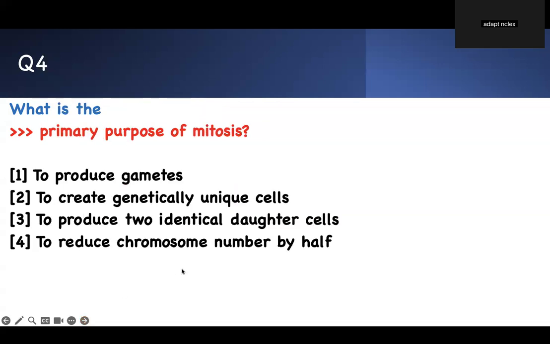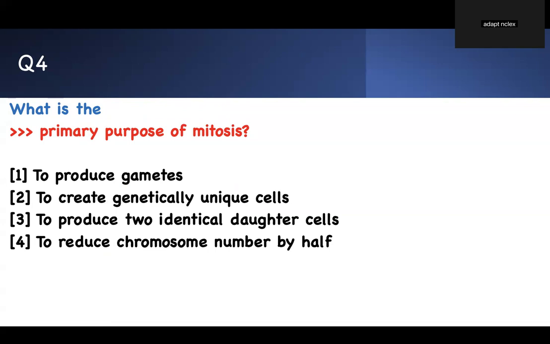Straightforward, right? Primary purpose of what? Mitosis. We already talked about it. What is the primary purpose? Is to give you a replicate of the same cell, the same content. Whatever is in the other cell is not half of it, but the same. It does not produce gametes. Meiosis is what produces gametes.